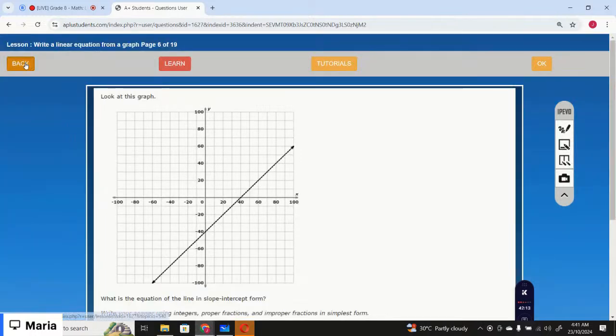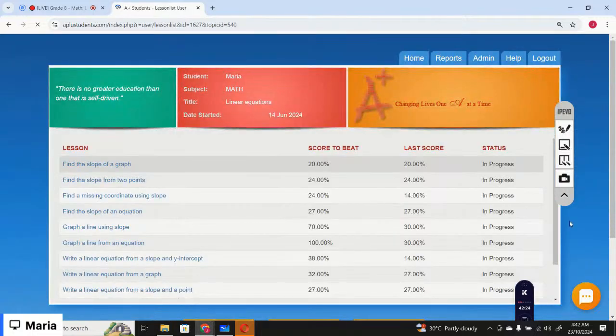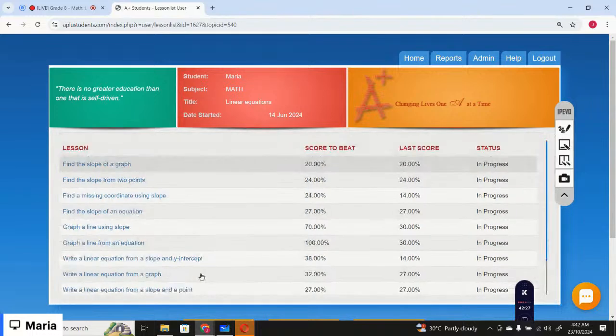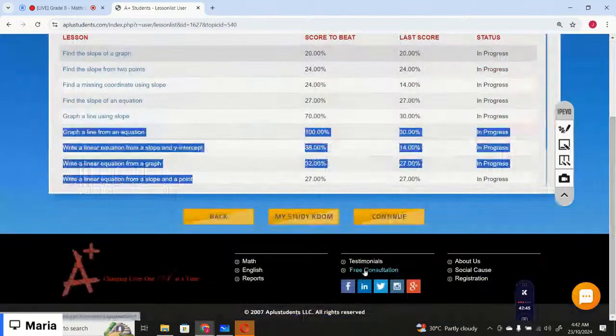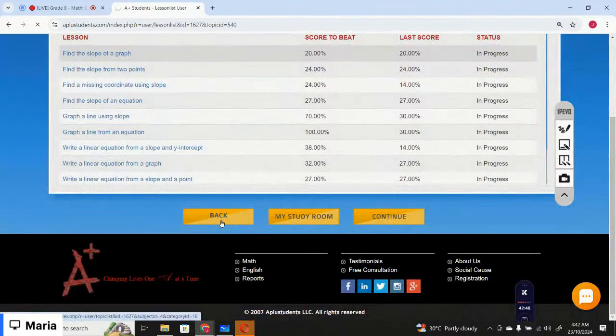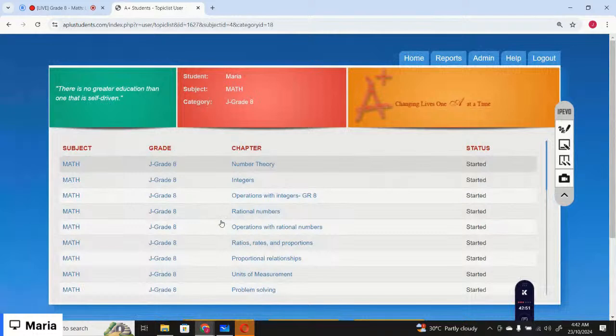So we were working on grade 8 math. The chapter we were working on is linear equations. The lessons we have covered today are graph a line from an equation, write a linear equation from slope and y-intercept, write a linear equation from graph, write a linear equation from a slope and a point, right? So please make sure before the next session you complete all the practice questions for the lessons we just did. That is your homework until next session.